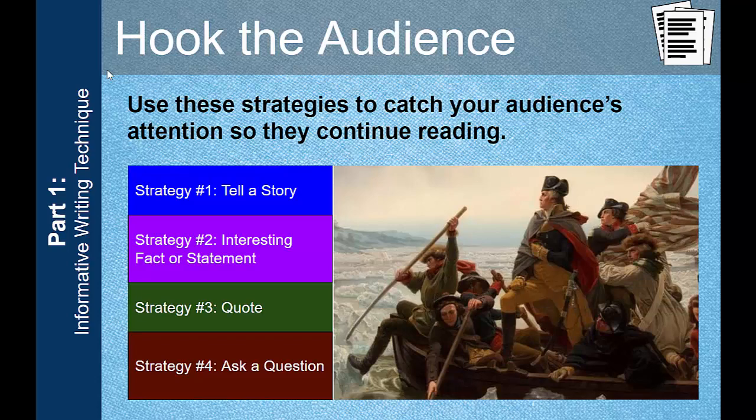Then the last strategy to think about would be to ask a question. The reason why asking a question is great is because, once again, it gets your audience thinking. It shows that they are a part of being the reader, like they're being active readers. And when you have an active reader that's thinking and participating with your reading, they'll be paying attention a lot more.